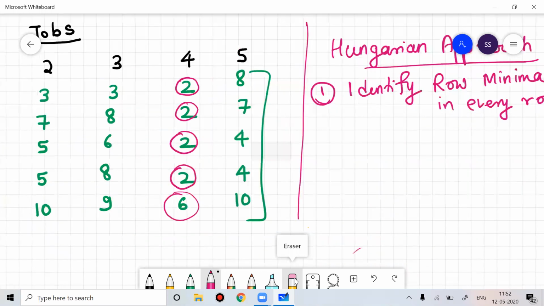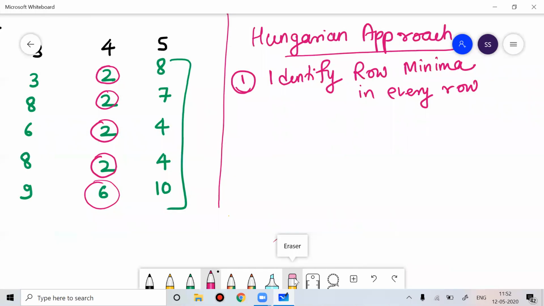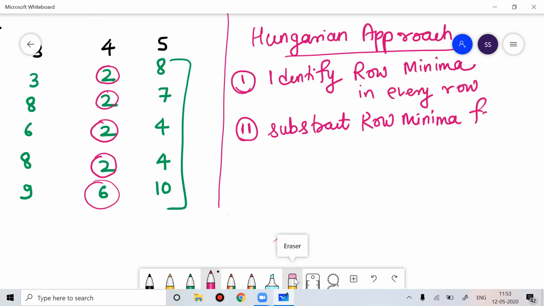For every row, you have to identify the row minima. Okay, I've done that. Then what is the next step? The next step is to subtract your row minima from every element, from each element in every row.